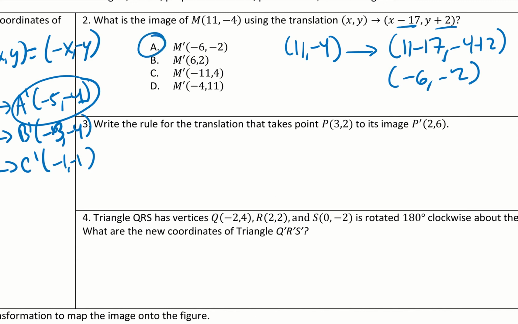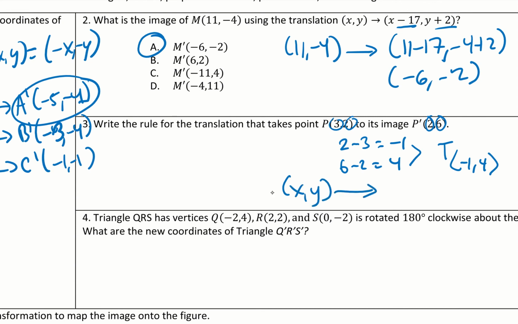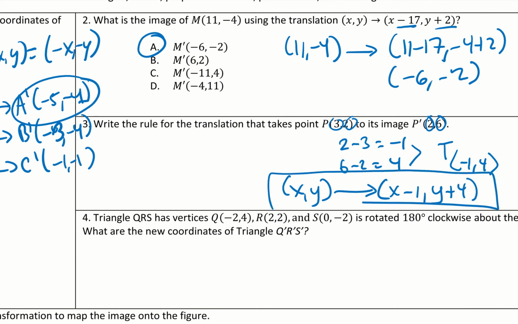Number 3, write the rule for the translation that takes (3, 2) to (2, 6). Well, then you just got to subtract these. So you got 2 minus 3 is -1, and then 6 minus 2 is 4. So that means the translation rule is (-1, 4), which means you subtract from x. So that means (x, y) maps to (x minus 1, y plus 4). And there's my rule in arrow notation.